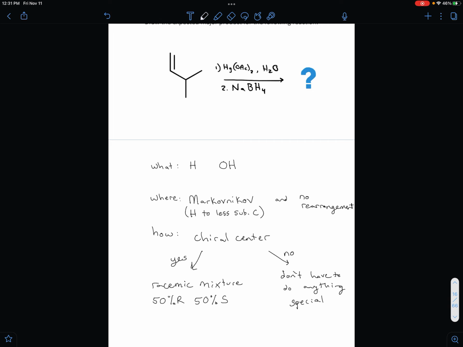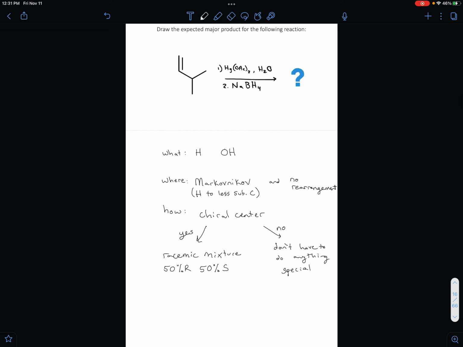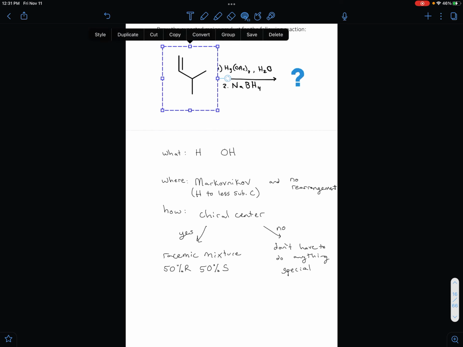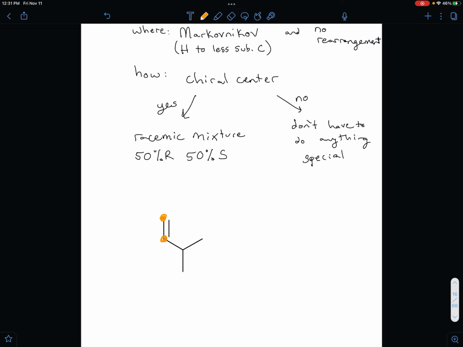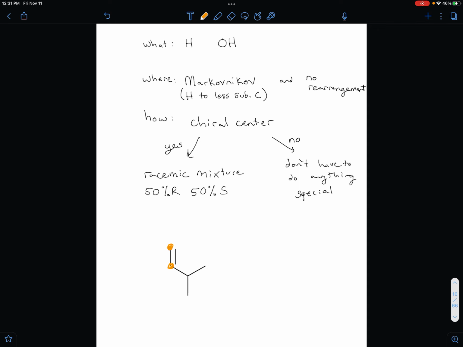Okay. So now that you've sort of worked that out, we can apply it to this molecule. And so we'll take this, and because we do not have rearrangement, we know that the two things we're adding will definitely always be on the two carbons in the double bond. So it's just a question of which one they would form on. So the one on the top is primary, the one on the bottom is secondary.